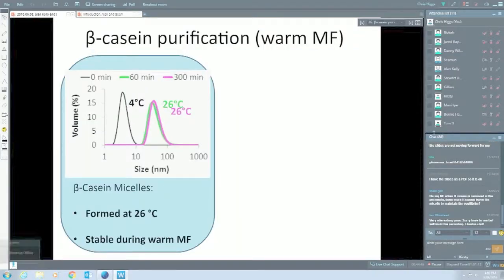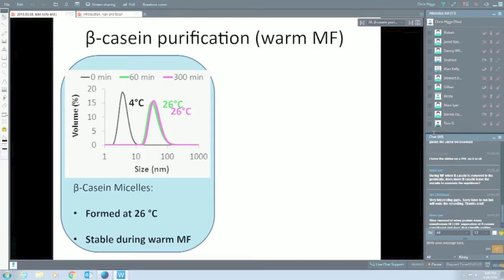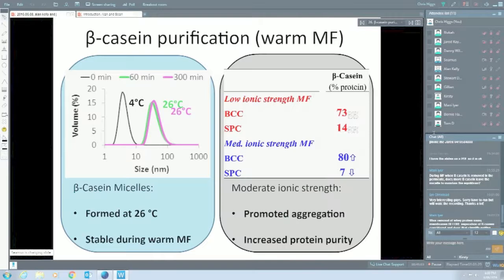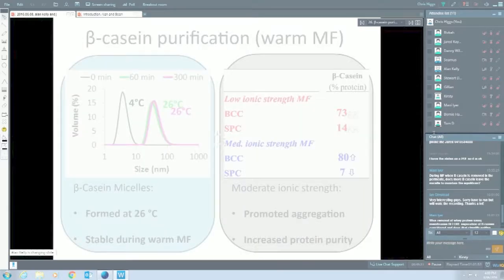The presence of calcium in combination with increased temperature drives the micellization process. And we were able to monitor that using changes in particle size distribution of the micelles, which are shown on the next slide. You can see some data on the right hand side of that slide for purity of the beta casein concentrate ingredients. With the use of medium ionic strength microfiltration, the purity of beta casein increased and the losses of beta casein to the permeate fraction decreased.